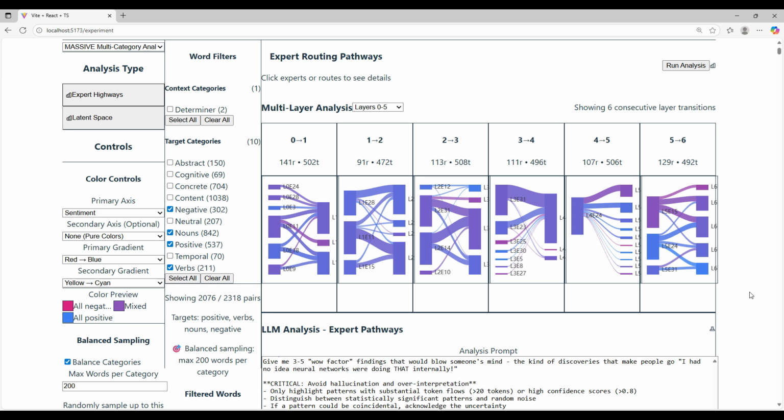I've already run a number of probes using our guided builder, which populates a data lake with activation and routing data. Here we're looking at token highways, the paths tokens take as they route through different experts. For this run, I've selected positive and negative nouns and verbs. We're coloring the flow diagram by sentiment. The Sankey diagram shows how these tokens flow through these experts. Let's take a look at one.